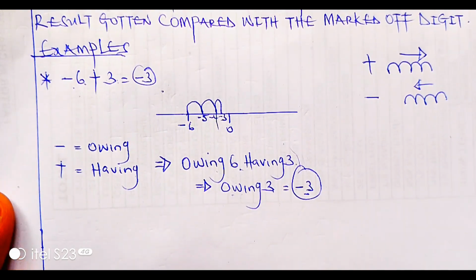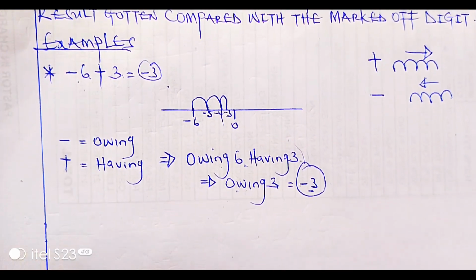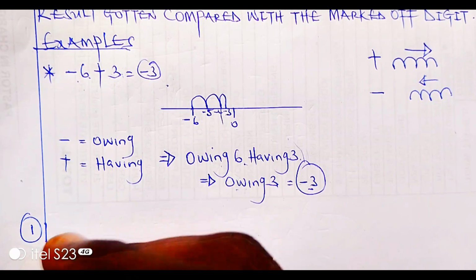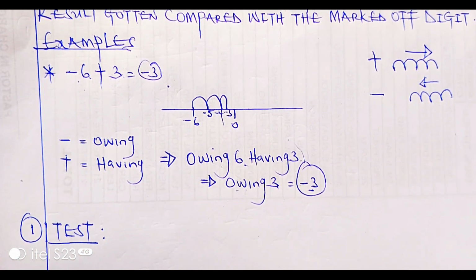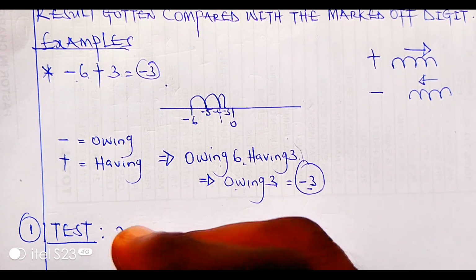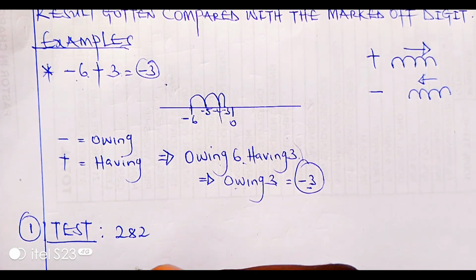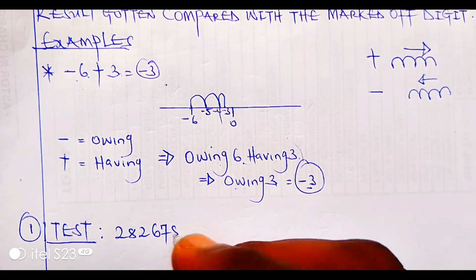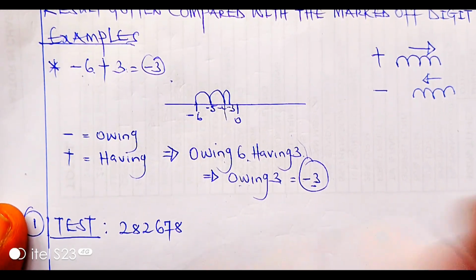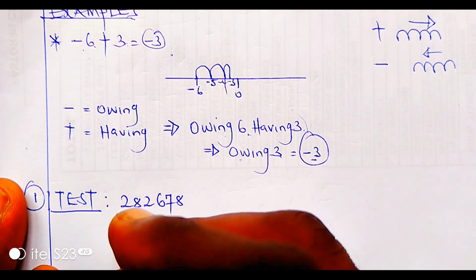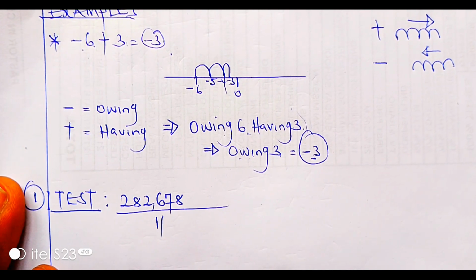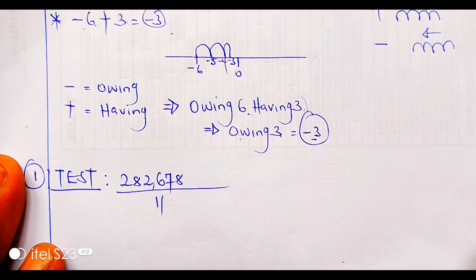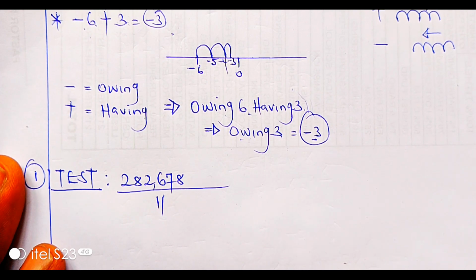So let's go to the main examples, the main testing for today. Look at number 1, test. Let's see if 11 will divide this number with the method we're about to use. This method is not as easy as the other method, but it's very, very interesting arithmetically. 282,678 divided by 11. When 11 divides 282,678, will there be a remainder or not?